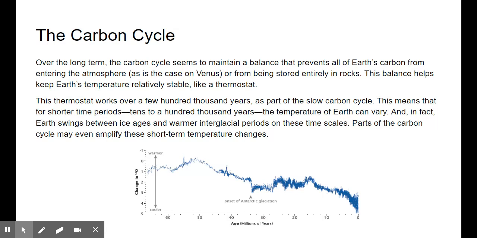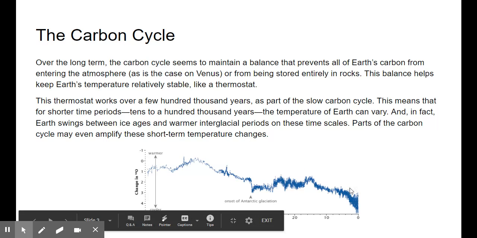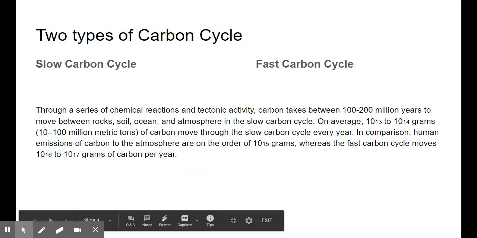Parts of the carbon cycle may even amplify these short-term temperature changes. So again, you can look and see where the Earth has gone into really warm periods and really cold periods. And the carbon cycle does play a role in those short temperature changes.